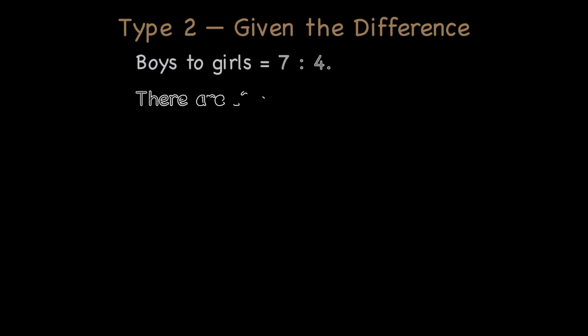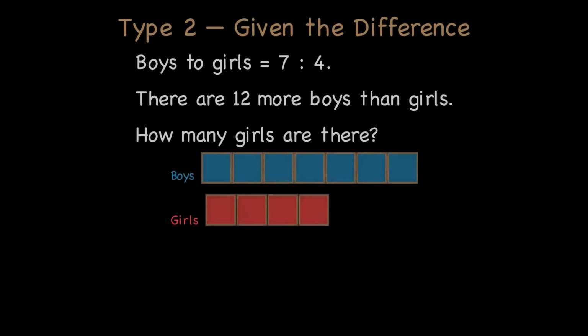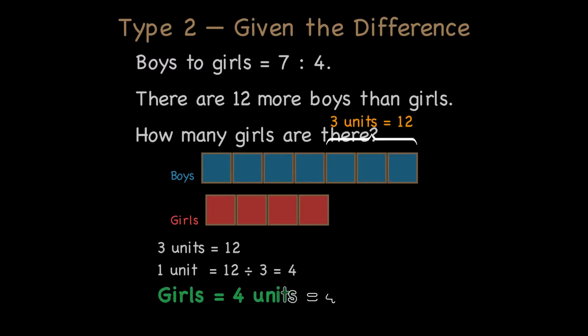Type 2. Given the difference, boys to girls is 7 to 4, and there are 12 more boys than girls. How many girls are there? The bar model shows 7 blue units for boys and 4 red units for girls. The difference is 7 minus 4, which is 3 units. The extra 3 units of boys represents 12 students, so 1 unit equals 4. Girls have 4 units, so girls equals 4 times 4, which is 16.